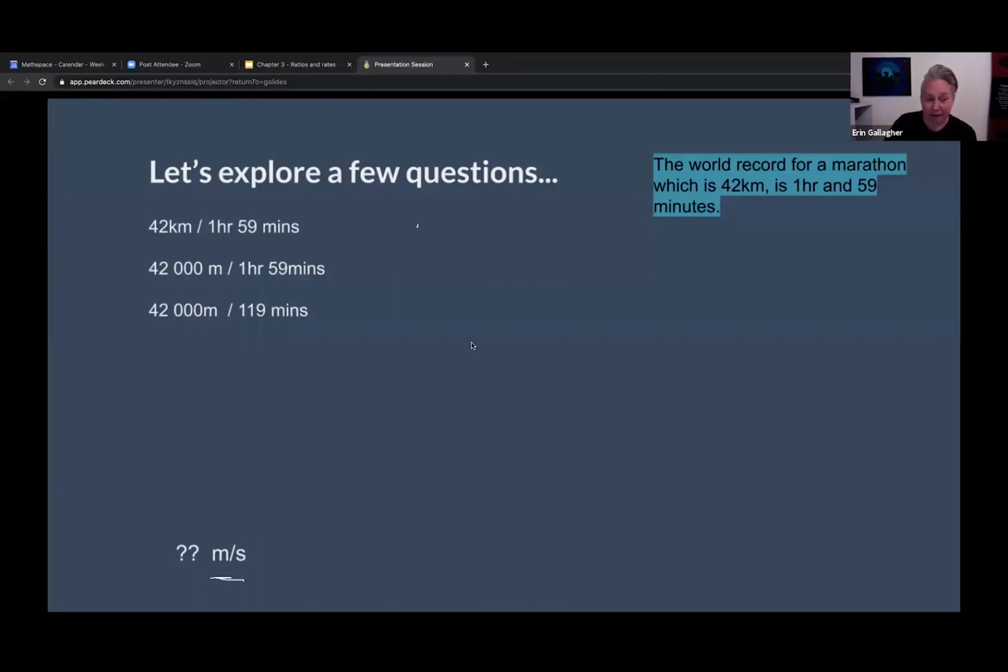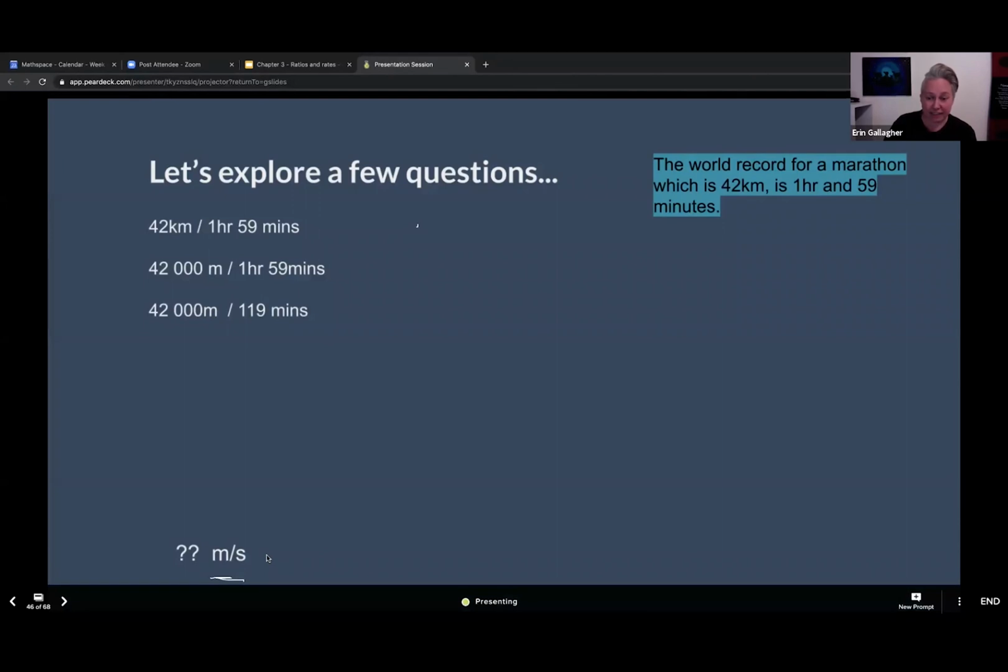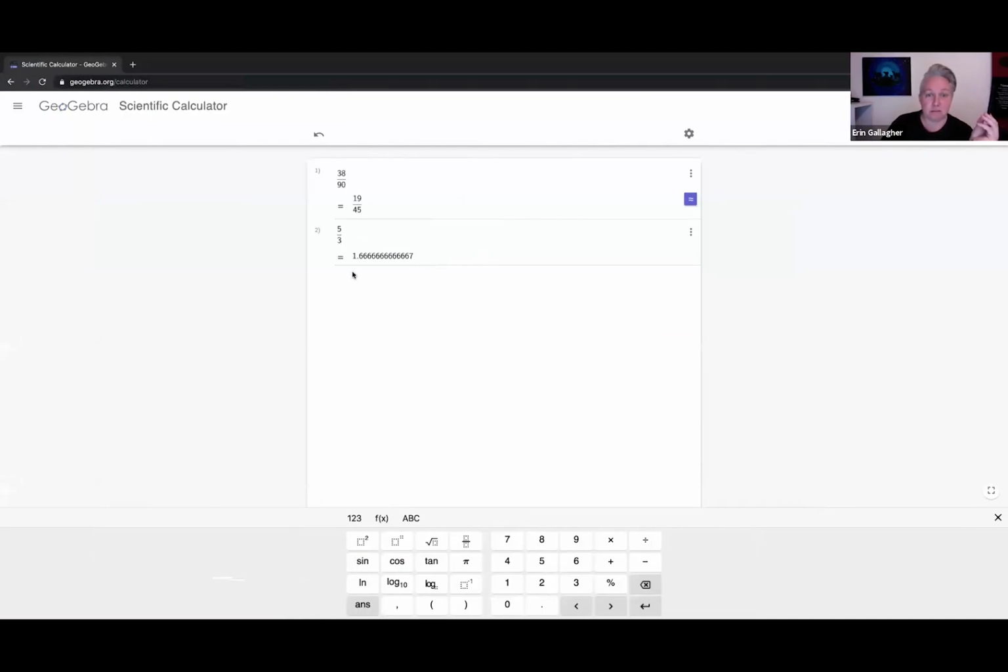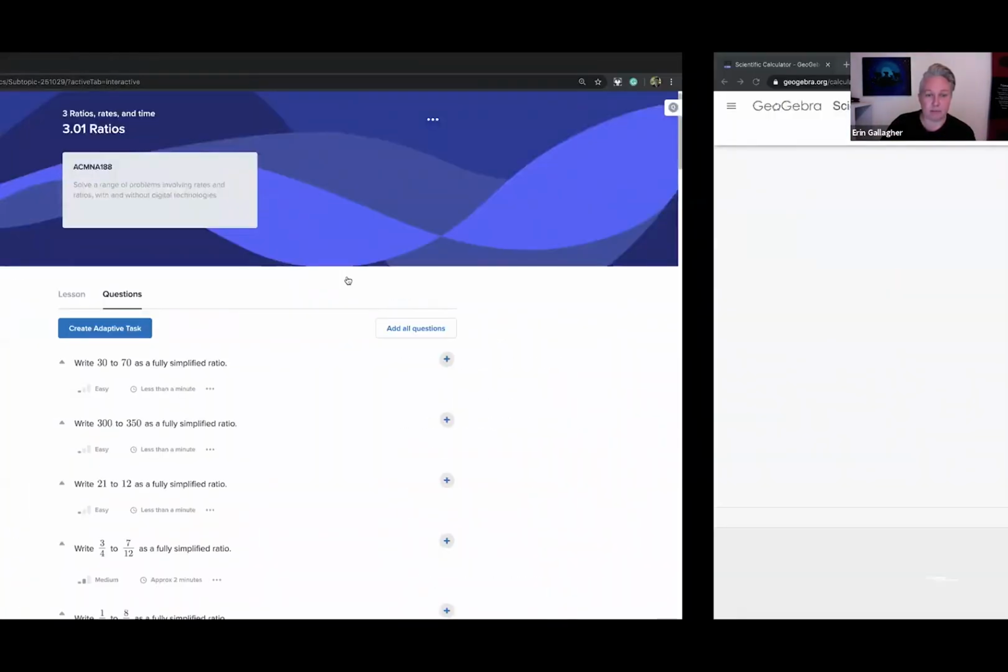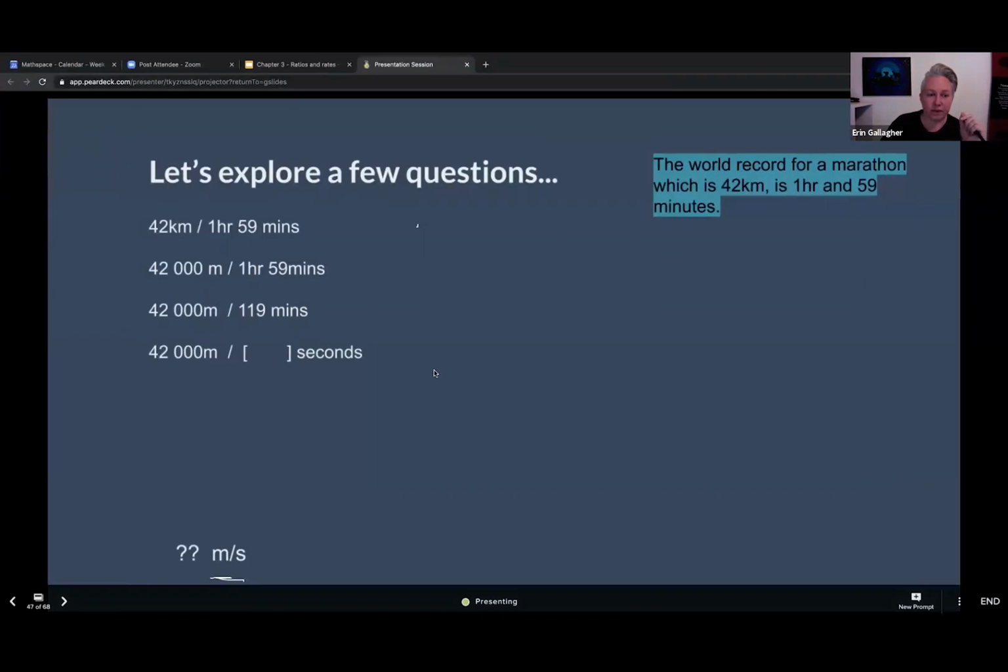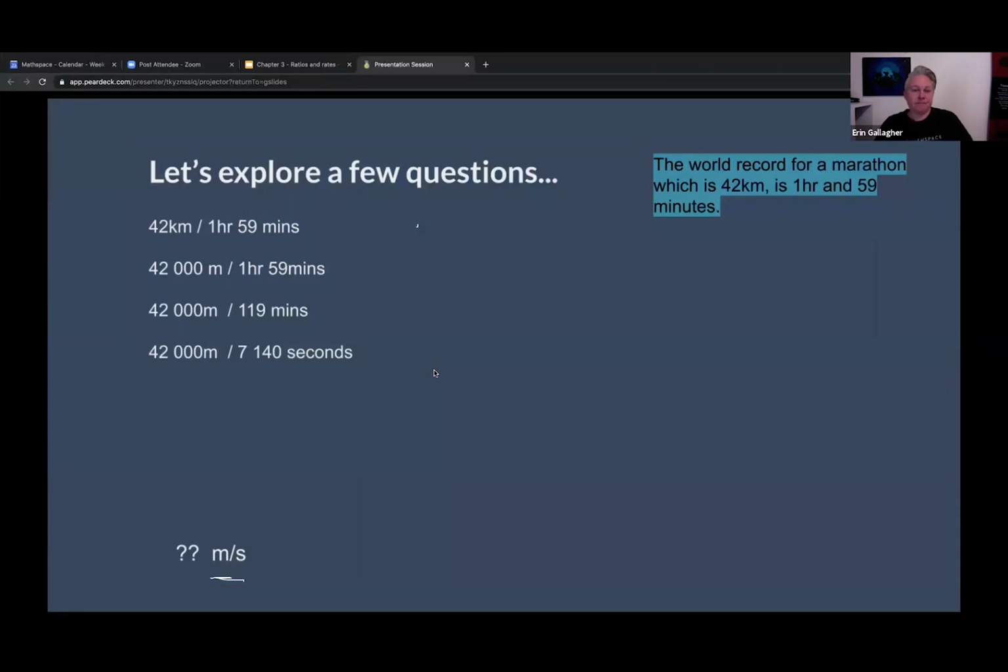Okay, we're not there yet. Remember our goal at the bottom here is for meters per second. That's our goal. So let's convert the minutes to seconds. How many seconds is 119 minutes? At this point, we could do it, but what's our minutes? 119 minutes. How many seconds in every minute? 60. So 119 times 60. 7,140. That's what we want to have there. Yeah, well done.